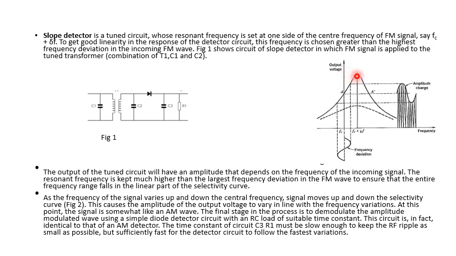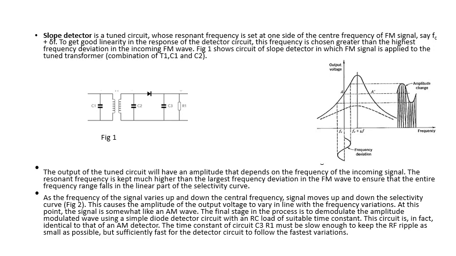Hence, the output voltage will not be directly proportional to the incoming frequency, because that is our prime requirement, that the output voltage should be in direct proportion with the incoming frequency. Therefore, in order to comply with this requirement, the frequency variation should be kept along the linear portion of the curve. Therefore, the resonant frequency is kept much higher than the highest frequency of the FM wave.